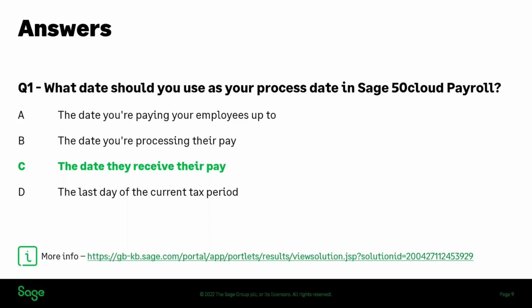But there has been one exception that's come to light since that rule came in. It's all to do with the administration of Universal Credit. If you have a regular pay date and that happens to fall on a non-banking day, you should still set your process date to that regular pay date, even if you're going to be paying your employees a few days early or late. But the general rule is you should be using the date the employees receive their pay as the process date, as that is what is reported to HMRC when you make a submission at the end of your pay run. So, date they receive their pay for question 1.